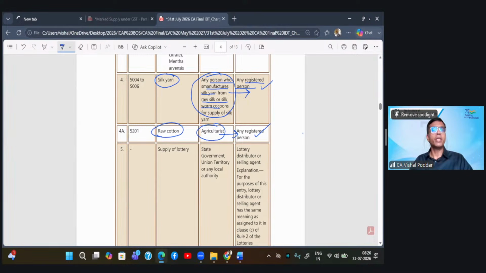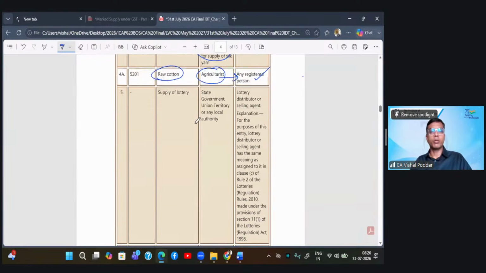So to give them the relaxation, the government has changed the mechanism in these cases to reverse charge, whereby the tax payment is put as a responsibility on the recipient. So the suppliers, which are mainly farmers, agriculturists, are given the relaxation. Then comes the next item of goods.